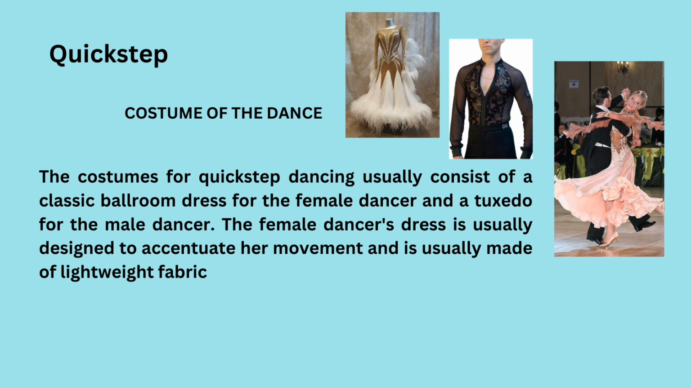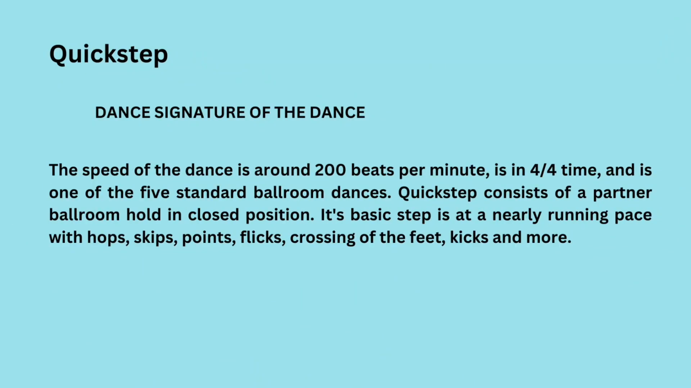The female dancer's dress is usually designed to accentuate her movement and is usually made of lightweight fabric. Dance signature of quickstep. The speed of the dance is around 200 beats per minute, it is in 4/4 time, and is one of the 5 standard ballroom dances. Quickstep consists of a partner ballroom hold in a closed position.